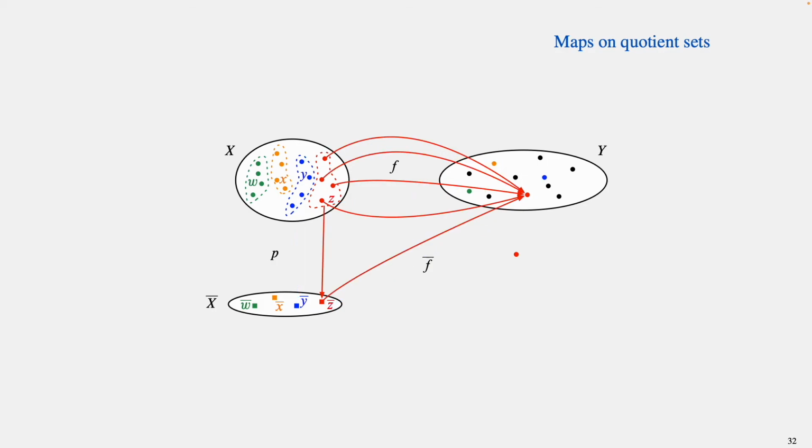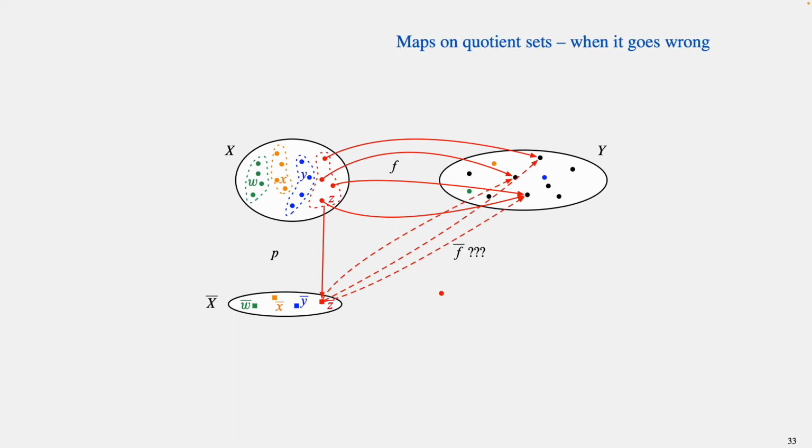Now, in what situation would this actually go wrong? When can we not find such a map F bar? Let's illustrate it here. So we have the equivalence class, the red class, which is mapped to z bar in the quotient set. But the elements in this class are actually mapped to different elements in Y. So these two here are mapped to this one by F. But this one is mapped to a different one here. And the one up here is yet mapped to another one here.